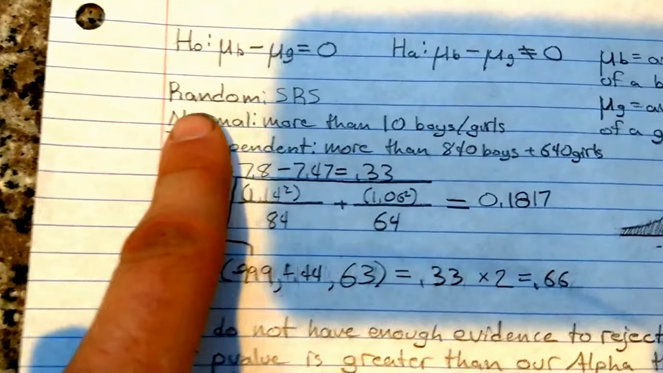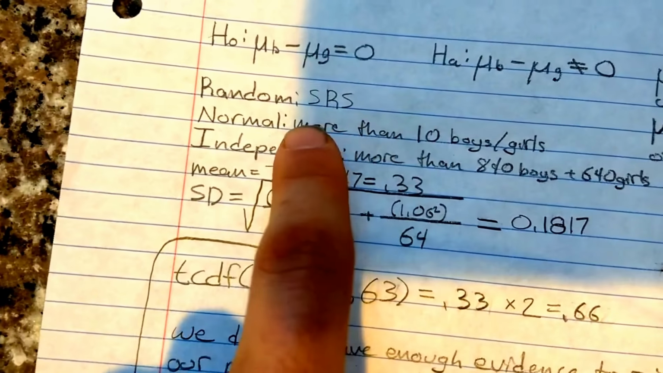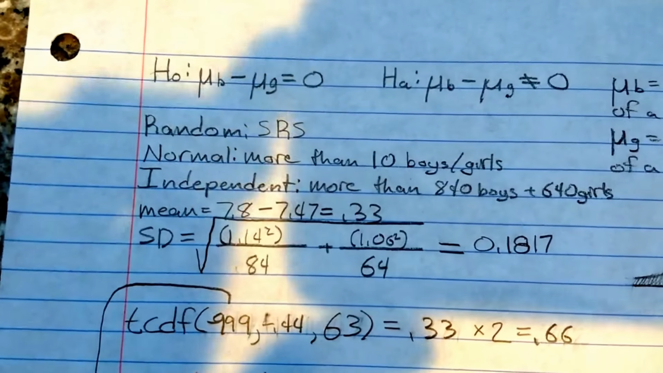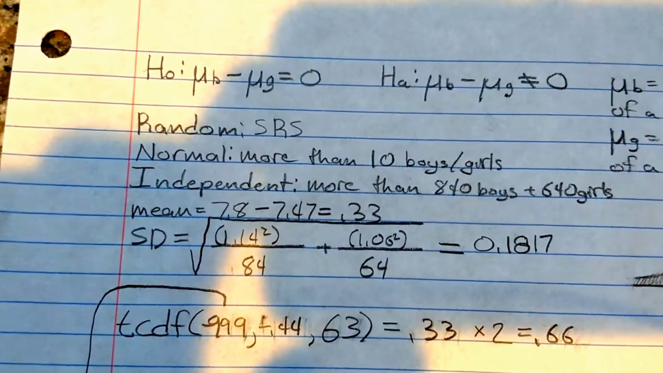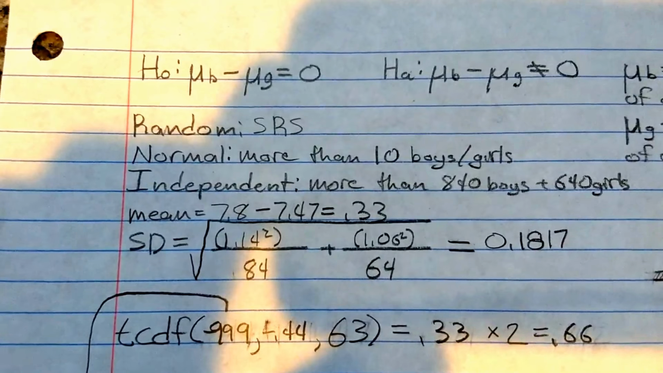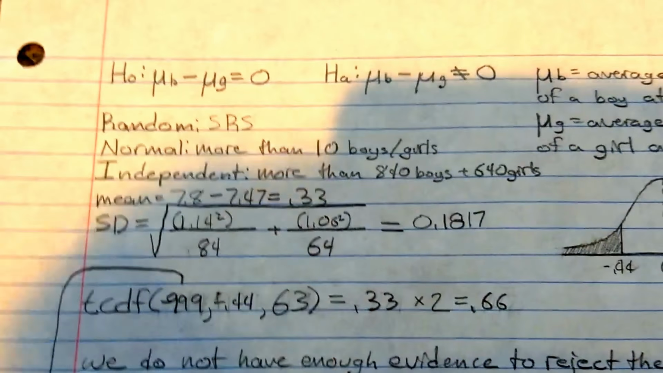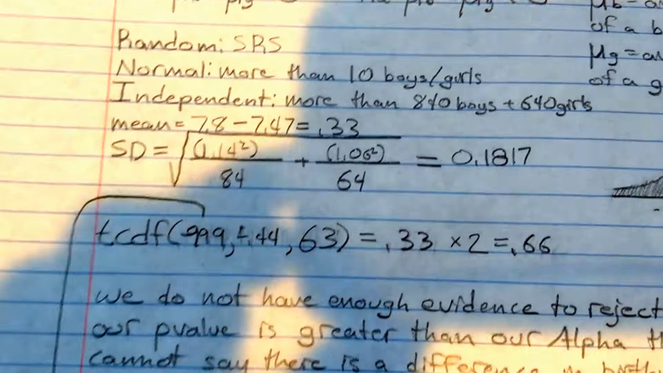Check our conditions. Random: I said it was a random sample. Normal: this is not correct. The central limit theorem says that if both samples are over 30, then we're all set, and both samples are over 30. Independent: there are more than 840 boys and 640 girls in the list, so we're all set.